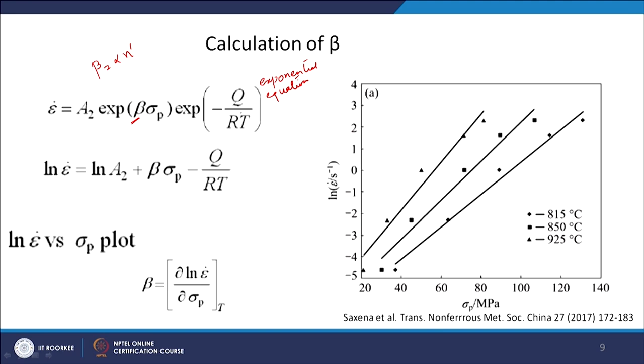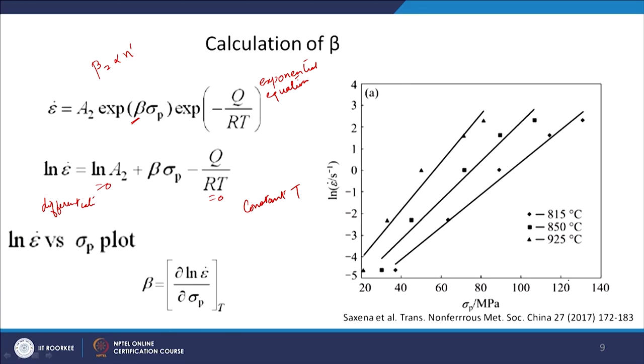So from this equation, I can again take ln of this equation. It will be ln of epsilon dot equal to ln of A2 plus this exponential term, so it will be simply beta sigma p, and this is also an exponential term, so it will be minus Q by RT. Again taking constant temperature, this term will be 0, and this will be 0. So if I differentiate this, this will become 0 and this will become 0, and beta will be del ln epsilon dot upon del sigma p. In n prime it was del ln of sigma p, but now it is del sigma p.